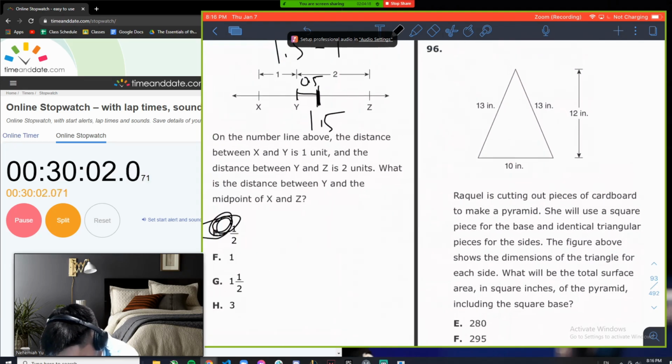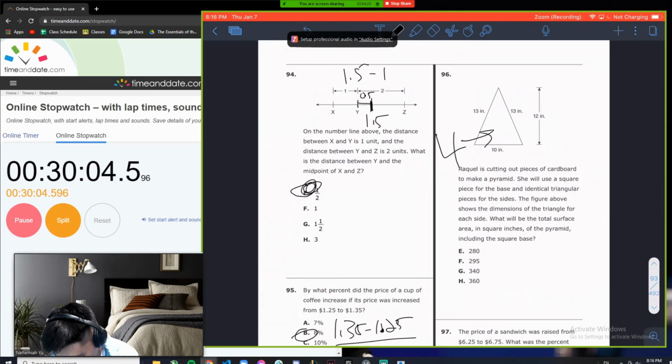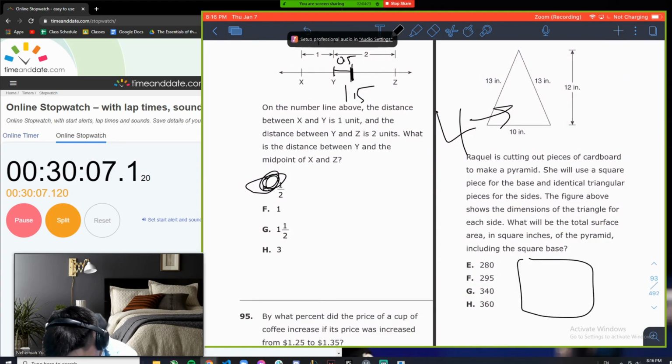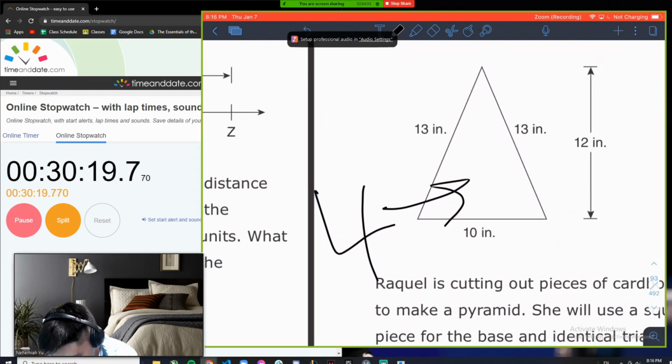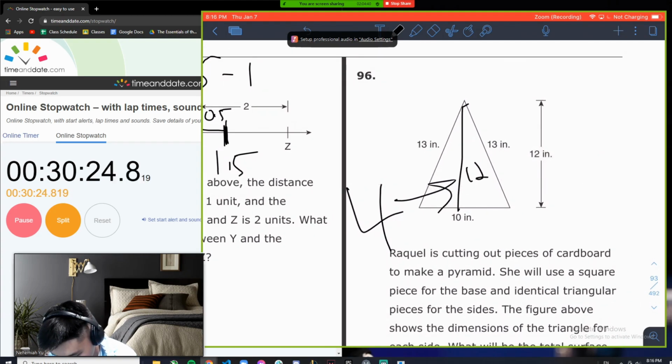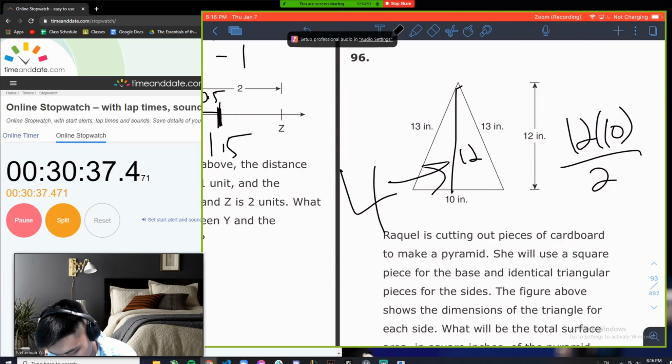So there's gonna be four of these, and there's also gonna be one square base. The square bases have sides of 10, so that's 100. And then now we just need to find the area of that. So if this is 12, that means the area of this is just 60, because it's 12 times 5. Well, it's 12 times 10 over 2, which is also 60.